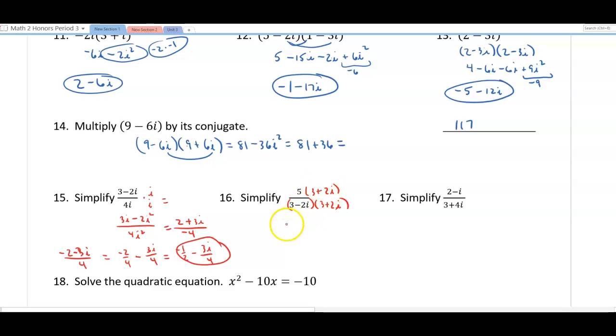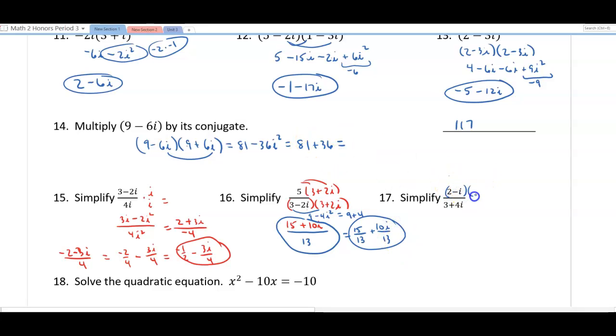So 5 times 3 is 15 plus 10i when I distribute the 5. And when I multiply the denominator by its conjugate, 3 times 3 is 9. Negative 2i times 2i is going to give you minus 4i squared. This becomes 9 plus 4, which would be all over 13. So I would take that answer, but then you could break it up into 15 over 13 plus 10i over 13. Done.